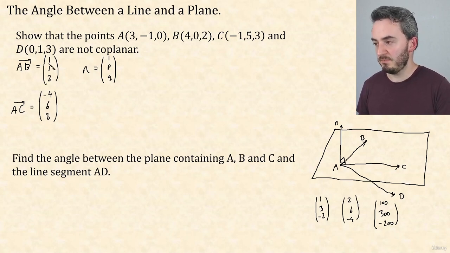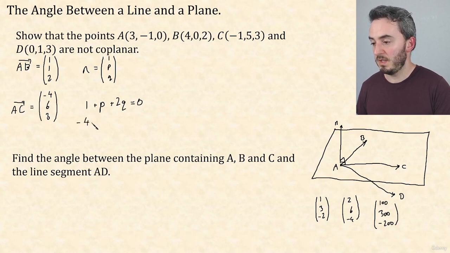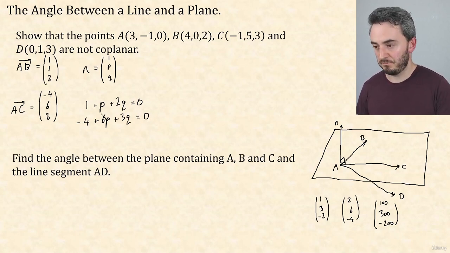Let's have AB dotted with N equals 0. And when I do that, I get 1 times 1 plus 1 times P plus 2 times Q should equal 0, because I want AB to be normal to that vector. And let's do the same for AC and this N. So that's minus 4 times 1, so minus 4, and then plus 6P plus 3Q equals 0. Solve that using a calculator, and we get P equals 11 ninths and Q equals minus 10 ninths.